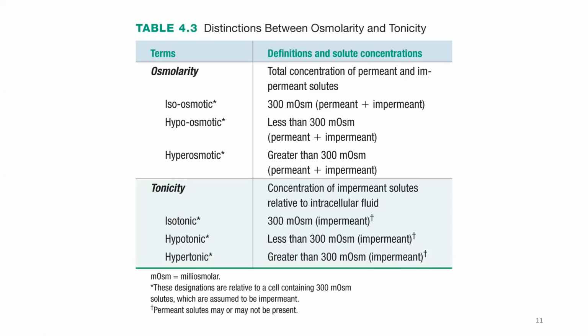All right. And so here's just a table that further highlights the distinction between osmolarity and tonicity. So again, osmolarity, we can have isoosmotic, hypoosmotic, hyperosmotic. And then tonicity, we can also have those same states, isotonic, hypotonic, hypertonic. But again, here we're only thinking about solutes that cannot move across the membrane. When we think about osmolarity, we're thinking about all of the total solute particles that are dissolved in either solution.